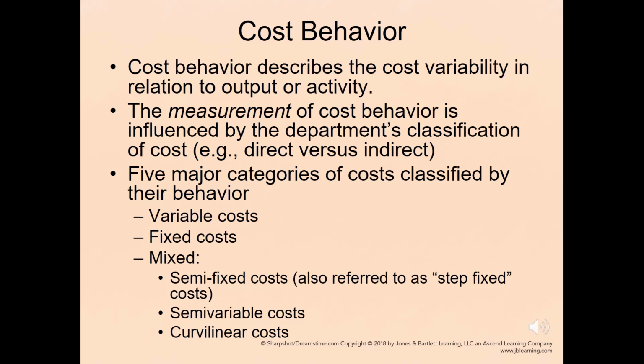Cost behavior describes the cost variability in relation to output or activity. The measurement of cost behavior is influenced by the department's classification of cost, for example, direct versus indirect. 5 major categories of costs are classified by their behavior. They are variable costs, fixed costs, or mixed, which includes semi-fixed costs, also referred to as step-fixed, semi-variable costs, or curvilinear costs.